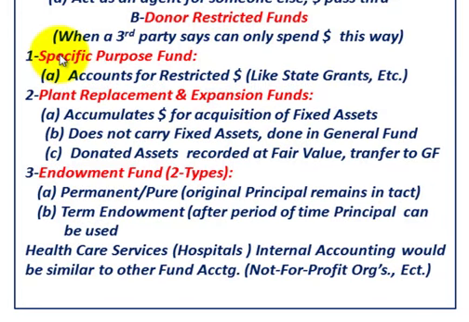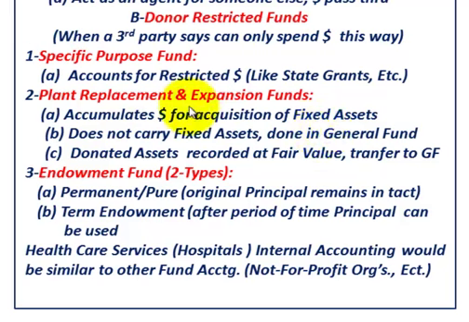So with our donor restricted funds, first we'd have a specific purpose fund that accounts for restricted money like state grants and so forth. And then you have your plant replacement and expansion fund that accumulates dollars for the acquisition of fixed assets. And it does not carry fixed assets. That's done in the general fund that we looked at above.